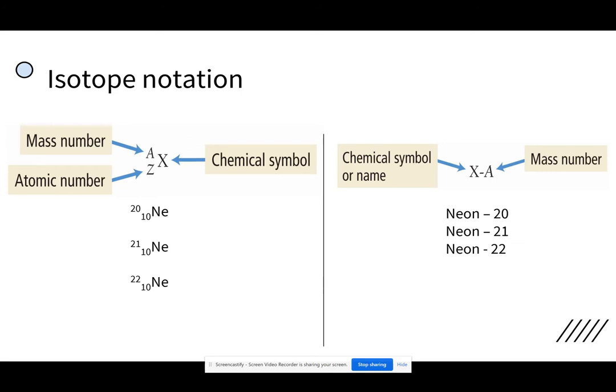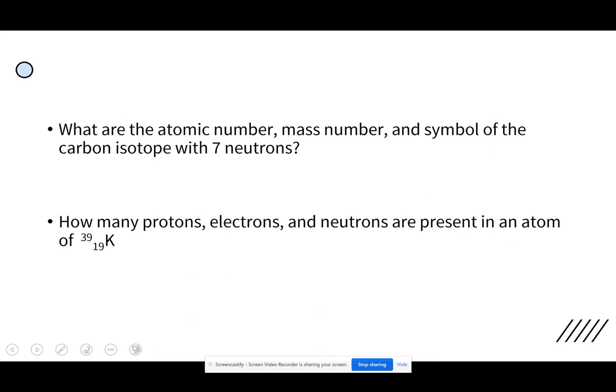Another way to do it would be to write the chemical symbol or name and then a dash and then the mass number. So that's not like a subtraction. It's not neon minus 20. It's just neon-20, neon-21, neon-22, indicating that neon-20 has a mass number of 20, neon-21 has a mass number of 21, and neon-22 has a mass number of 22.